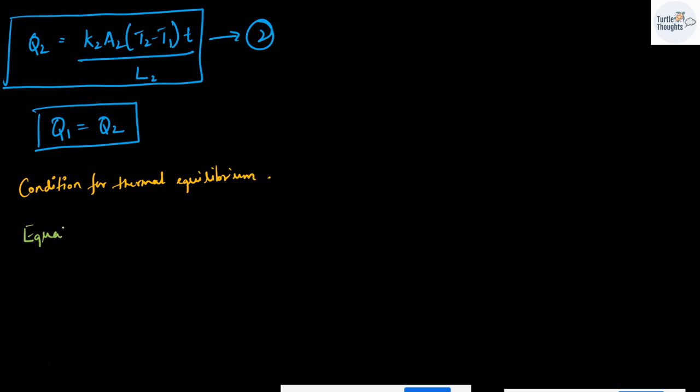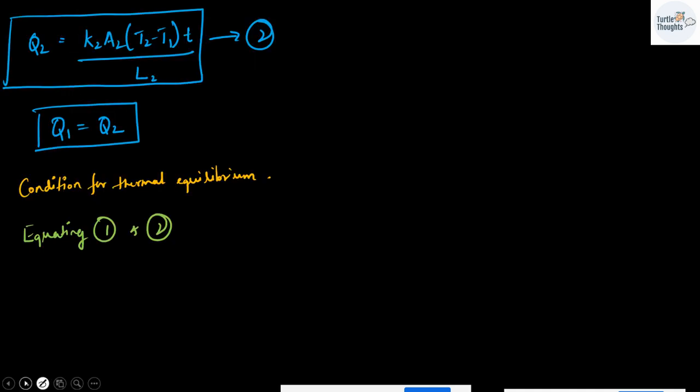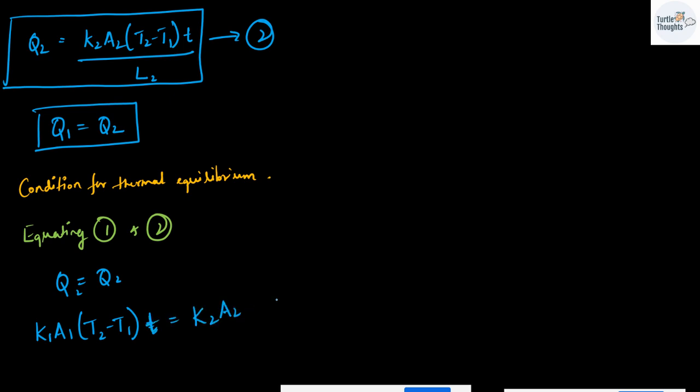Equating 1 and 2. From 1 I can take the value of q1, and from 2 I can take the value of q2, equating the same. If q1 is equal to q2, then that can be written as k1 A1 multiplied by (T2 minus T1) multiplied by t is going to be equal to k2 A2 multiplied by (T2 minus T1) multiplied by t, whole divided by L1, this is going to be your L.